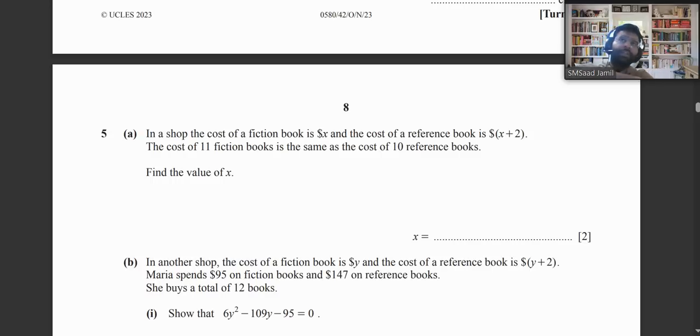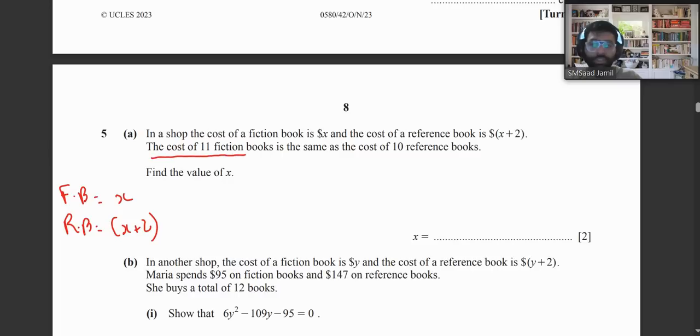Look guys, in maths I'll teach you one thing. As far as my students are concerned, if you just read the whole question, you won't get anything. Break the question. In a shop, the cost of a fiction book, FB, is X dollars. The cost of a reference book, RB, is X plus $2.